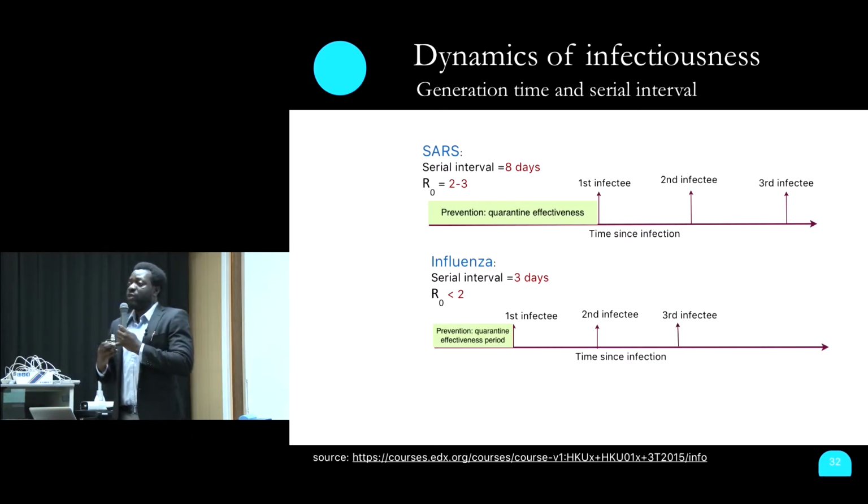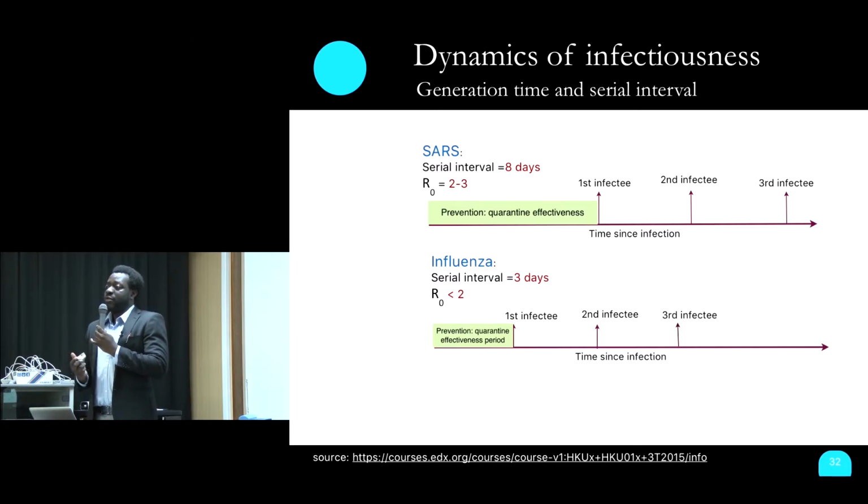Actually, one of the reasons it was possible to eradicate smallpox is that smallpox also has a very long generation time, which is about 2 weeks. And because of that, it was possible to eradicate smallpox. But a very short generation time means that we need to identify the cases very, very rapidly before they start transmitting the infection to other people.